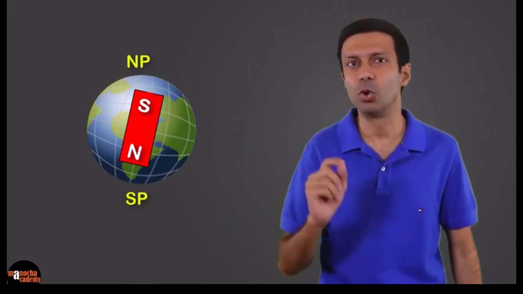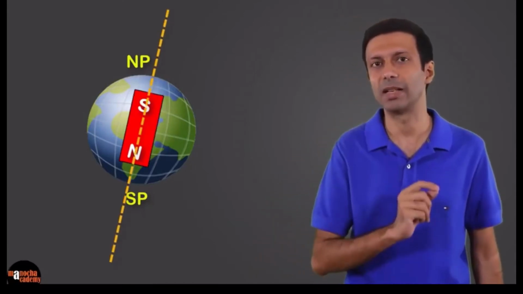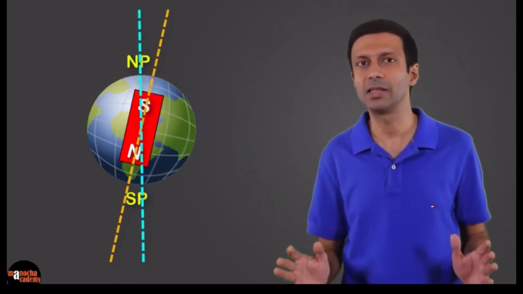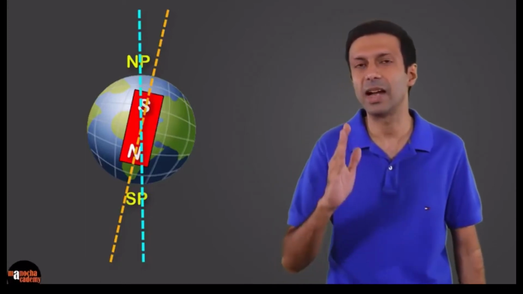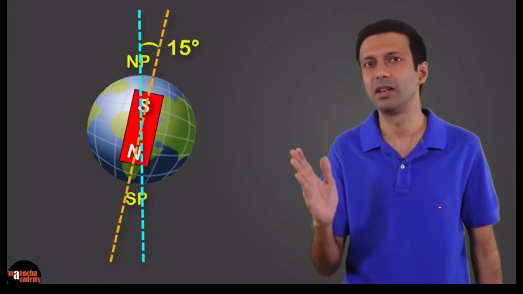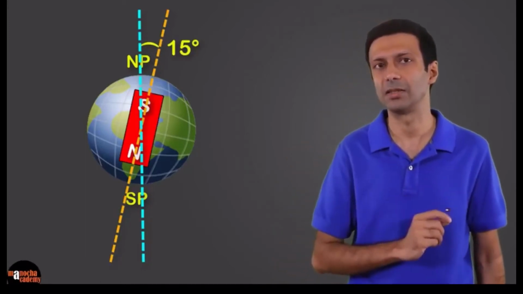Now one thing to note is that the axis of the Earth's magnet and the geographical axis do not coincide with each other. The axis of the Earth's magnetic field is inclined at an angle of about 15 degrees with the geographical axis.